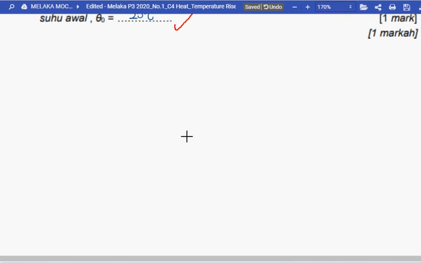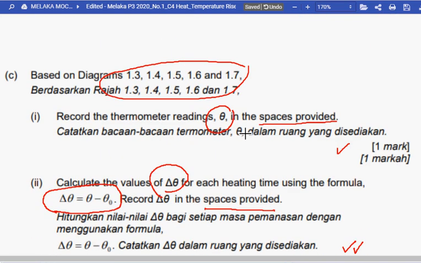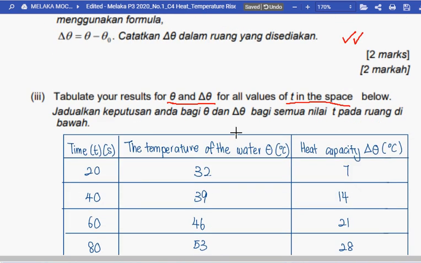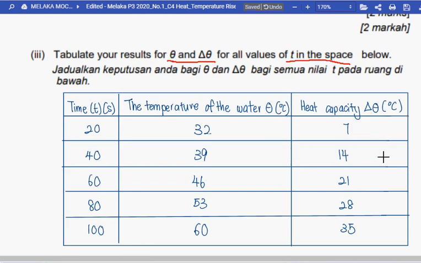So from here, this one we already discussed just now. The initial temperature already discussed. The temperature for each of the diagram already discussed, and then the increase in temperature also. Then you need to tabulate your data. So this student is very good. Can see she tabulate the data in a very systematic table. Tabulate your result for theta, delta theta, and t.